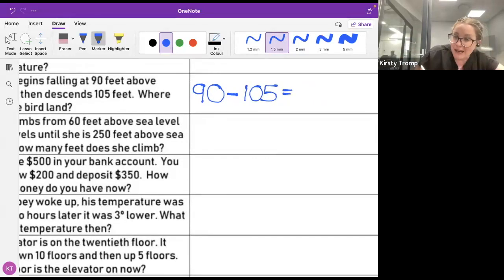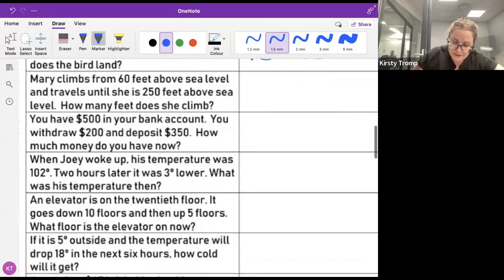So 90 minus 105. Again, you can use a number line here. You can put it in 5s or you can put it in 10s to help yourself. It's going to give you negative 15. Now, if you've got negative 15, that's kind of like saying he's underneath the ground, or he could have gone into the water. But negative 15 feet. So it's more than likely he's gone underwater, but they haven't asked us to answer that. They just want us to do the maths. So negative 15.